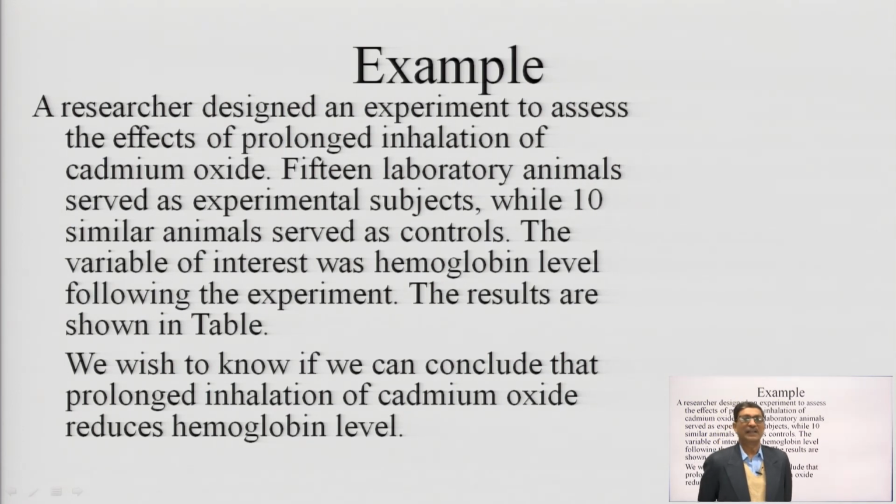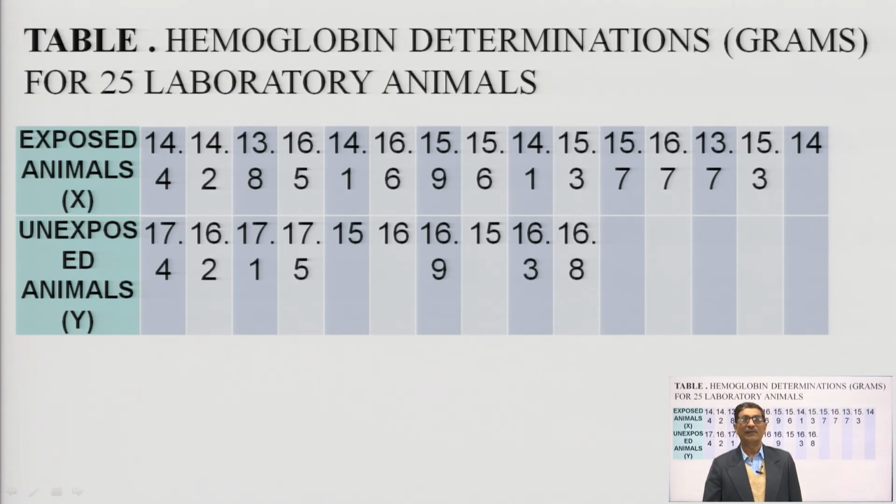A researcher designed an experiment to assess the effects of prolonged inhalation of cadmium oxide. 15 laboratory animals served as experimental subjects with 10 similar animals served as controls. The variable of interest was hemoglobin level. Following the experiment, the results are shown in the table. We wish to know if we can conclude that prolonged inhalation of cadmium oxide reduced the hemoglobin level. This is the given data.